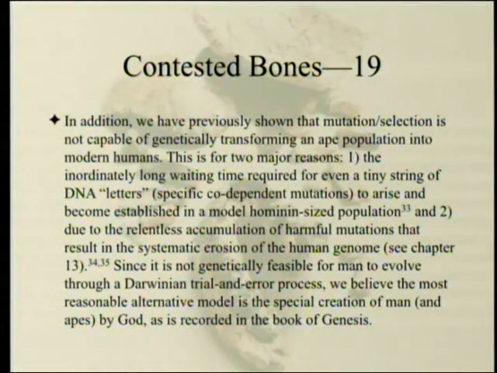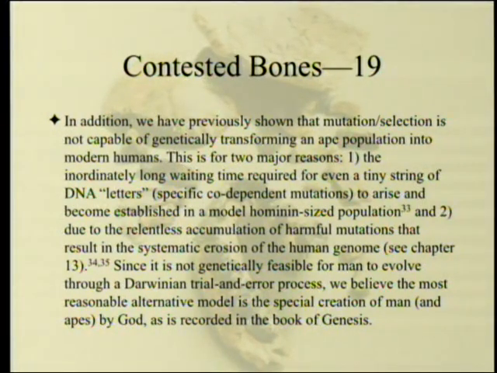In addition, we have previously shown that mutation selection is not capable of genetically transforming an ape population into modern humans. This is for two major reasons, which we just reviewed. One, the immediate, inordinately long waiting time required for even a tiny string of DNA letters, specific codependent mutations, to arise and become established in a model hominin-sized population. And that, by the way, references Sanford's own work. And two, due to the relentless accumulation of harmful mutations that result in the systematic erosion of the human genome. See chapter 13, and the first of those references is genetic entropy. Basically, you can't go up very fast, and you're going down all the time. There's no way you can realistically expect evolution to go upward.